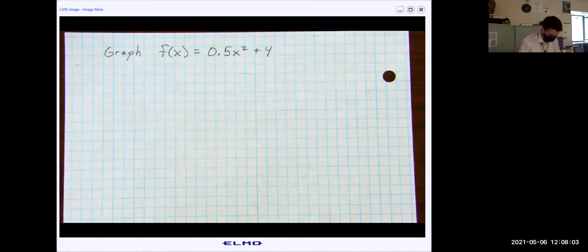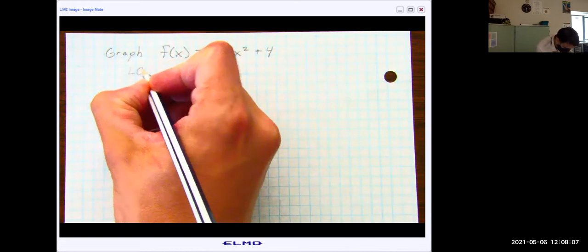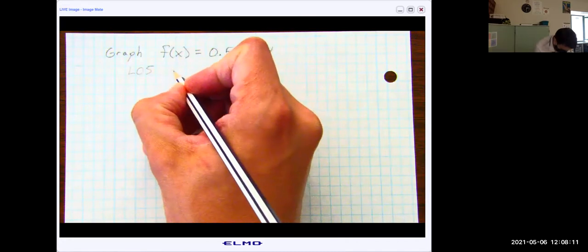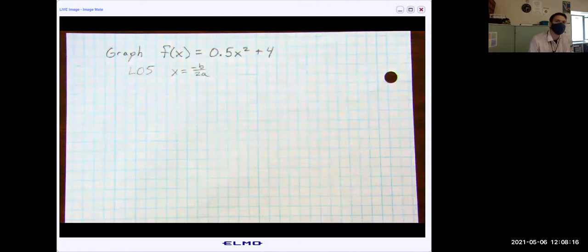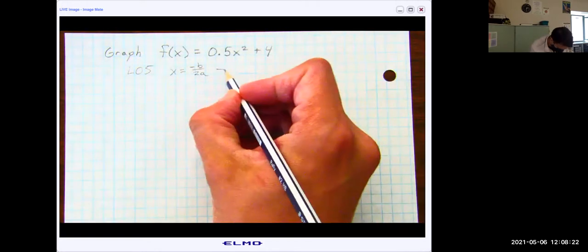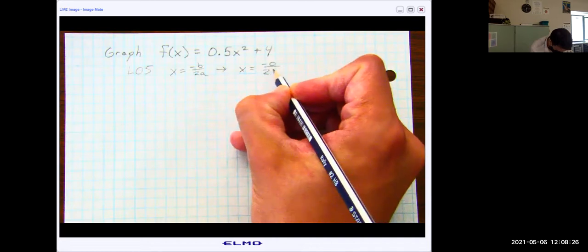Let's calculate the LOS. That's that last step. So the LOS was x equals negative b over 2a. Our b's missing though, so that means it's 0. So x is negative 0 over 2 times 0.5.